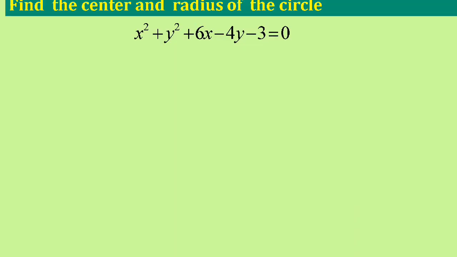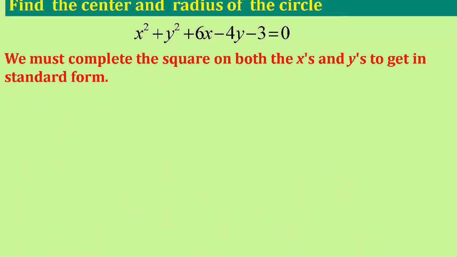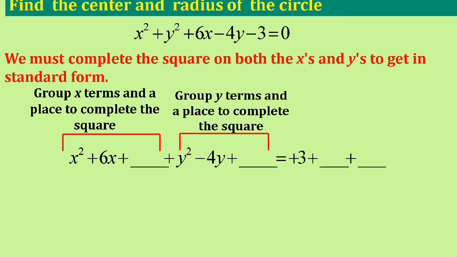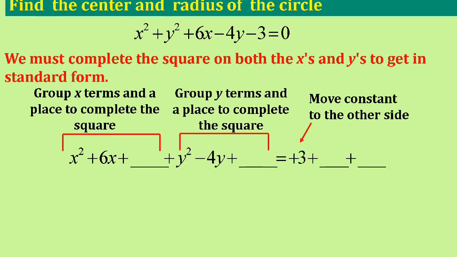So here we have an example similar to the previous slide. Find the center and radius of the circle, which is x squared plus y squared plus 6x minus 4y minus 3 is equal to 0. From here, we must complete the square on both x and y to get the standard form. So group x and y, and move the constant to the other side of the equation. Divide the middle term by 2: 6 divided by 2 is 3, 3 squared is equal to 9. Negative 4 divided by 2 is equal to negative 2, squared is equal to 4. Add the same values on the right side, so that becomes 3 plus 9 plus 4.